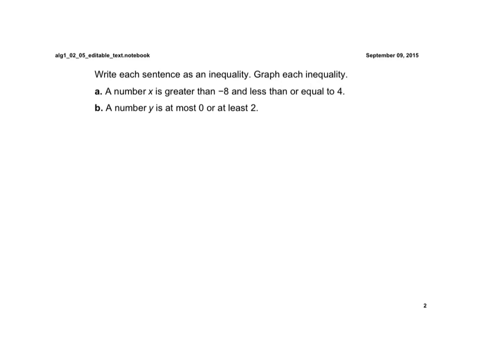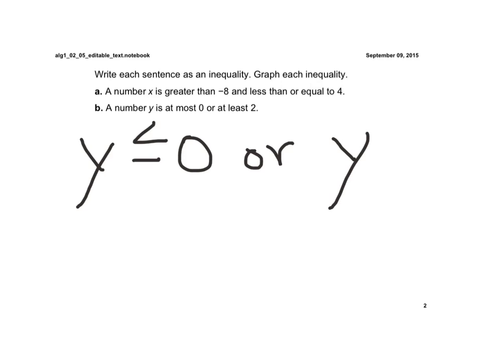So now for B, it says a number y is at most, remember at most means less than or equal to 0, or the number y is at least, which is greater than or equal to 2. And if we think about this, the y has to be less than or equal to 0 or greater than or equal to 2. Well, it's a good thing it's the word or, because there are no numbers that can be less than or equal to 0 and greater than or equal to 2. So this can only satisfy one inequality at a time.